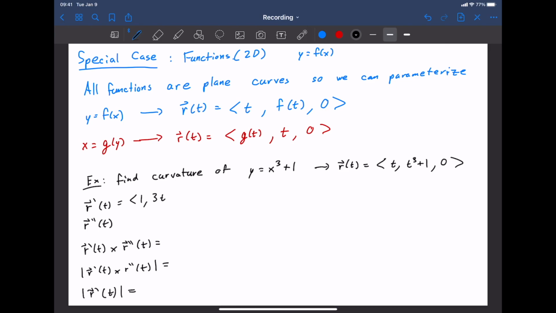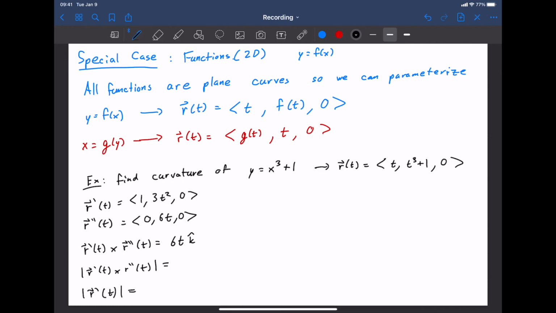Easy peasy. 3t squared, 0, 0, 6t, and 0. That's all it is. It gets a little easier with plane curves, right? Because one of these is only changing very linearly. So the derivative, second derivative is going to have a lot of 0 in it, and therefore my cross product is going to be just 6t in the k hat direction. Check your work and see if you got that.